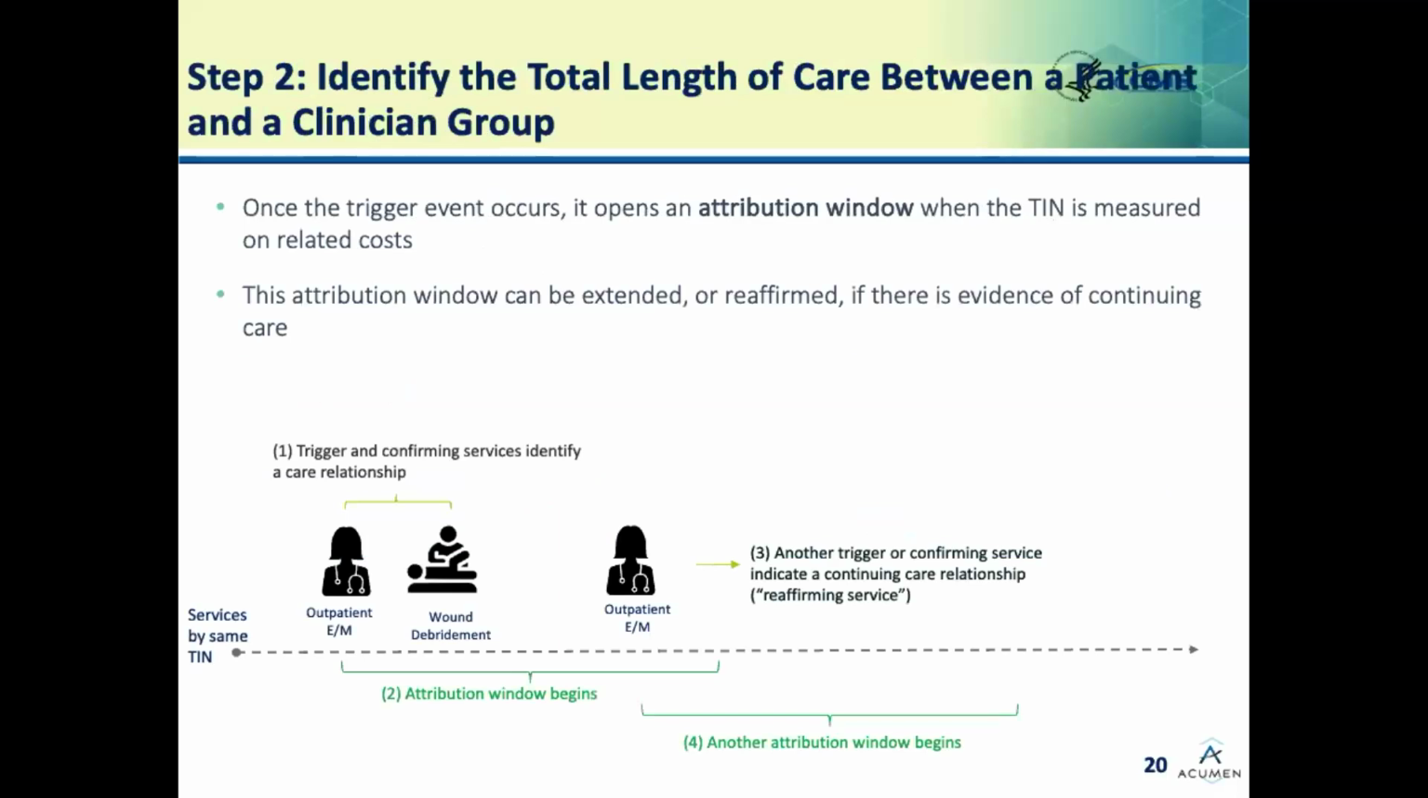Because chronic conditions are by nature ongoing, we identify the total length of a clinician-patient relationship by looking for additional services that indicate a continuing relationship. And so the trigger event opens basically an attribution window, and this can be extended if we see a claim that reaffirms continuing care. And so for these measures, the window is 365 days. And if there are multiple reaffirming claims, as you can see in this figure here, each will have the effect of extending the total attribution window.